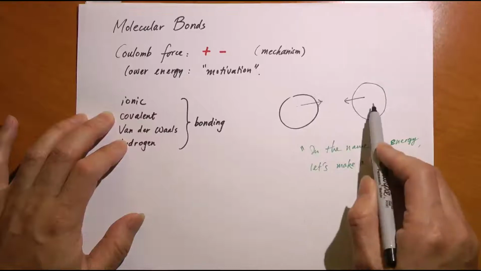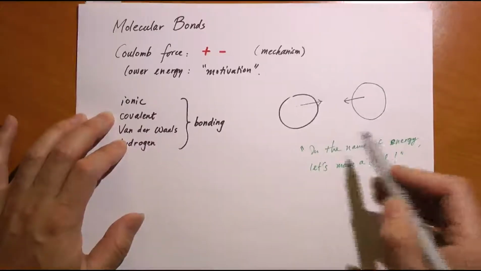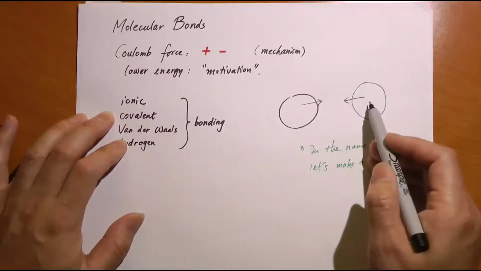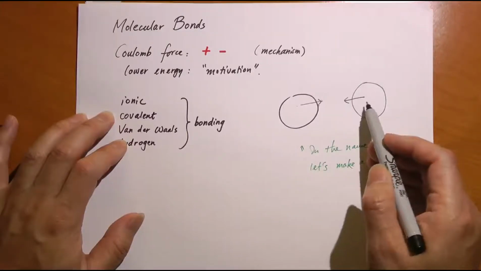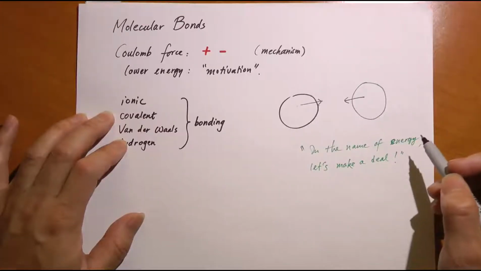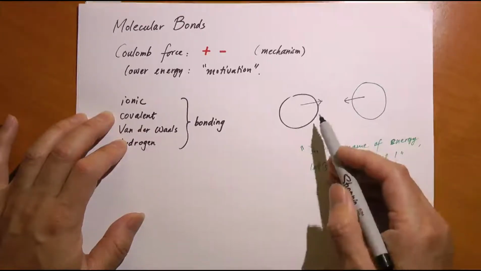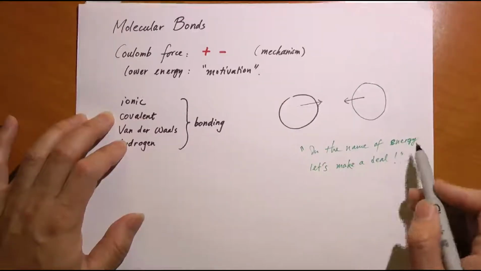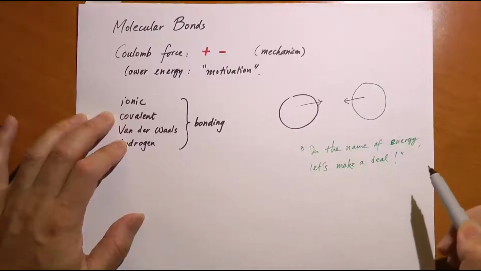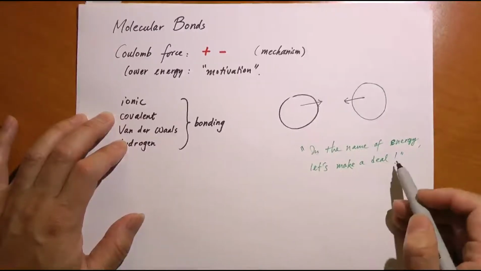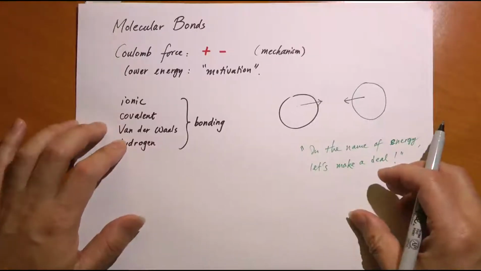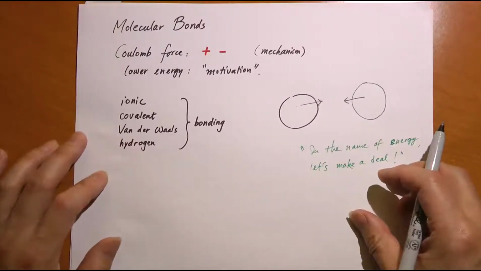Why do they want to make a deal to form a bond? It's because they want to lower the total energy of the system. So the total energy is now below 0, compared with the case when they were very far apart, when the total energy was 0. That is the reason. So if the atoms could talk, they would talk like this: in the name of energy, or more precisely, because we want to lower the total energy, let us make a deal. Electron transfer or sharing or whatever. That is the essence of molecular bonds.